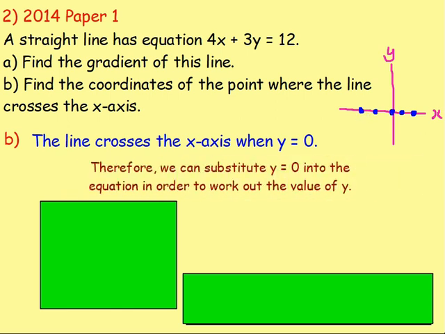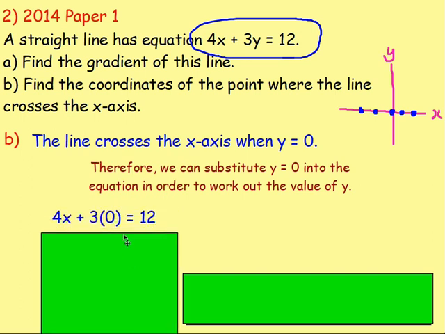So what you can do then is you can substitute y equals 0 into our original equation. If you sub y equals 0 in here, what it'll do is it'll let you find x, because x will then be the only unknown. So we've got 4x add 3y equals 12. But if we replace y with 0, we'd have 4x add 3 times 0 is 12.